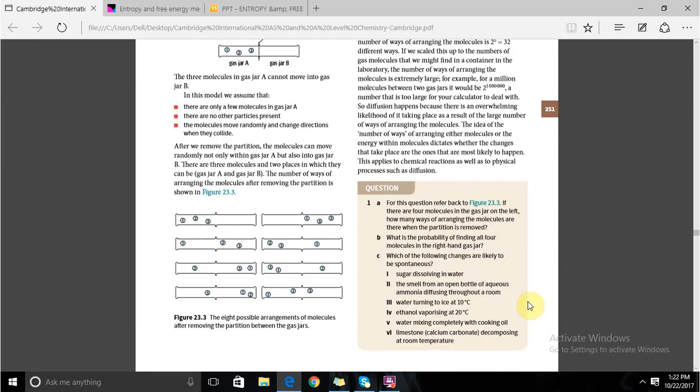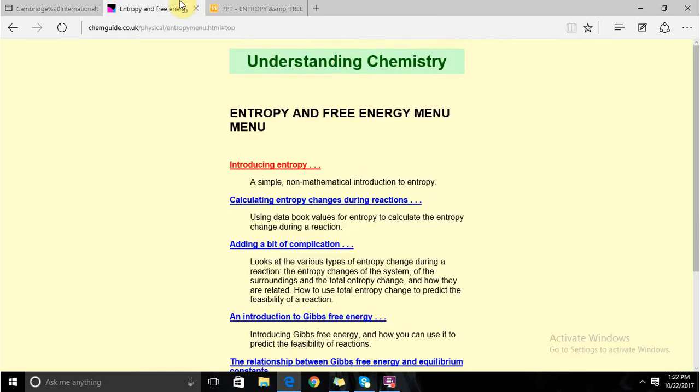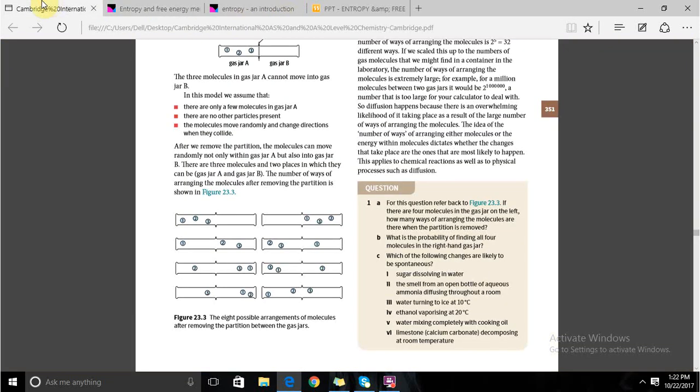Right, so we should do this question. Which of the following changes are likely to be spontaneous? Number 1, sugar dissolving in water. Think about it. Have you ever tried to dissolve sugar in water? Do you think it is spontaneous or not? Well, no. Reason being that you have to continually keep stirring it for all the sugar to dissolve, and therefore it is not spontaneous because it needs a constant external push, or you might have to continue heating it for the dissolution to take place.